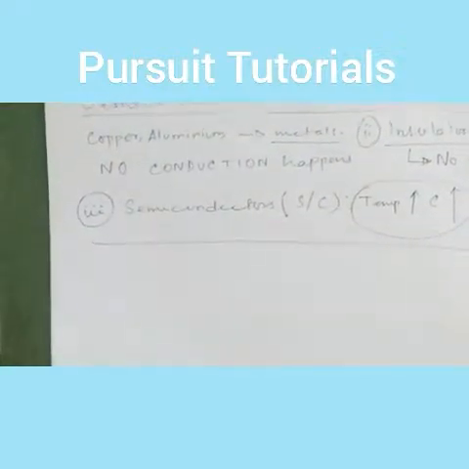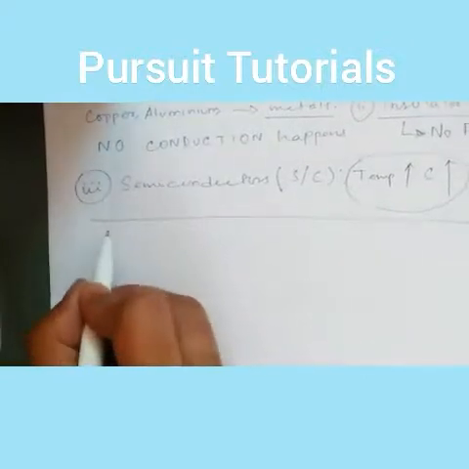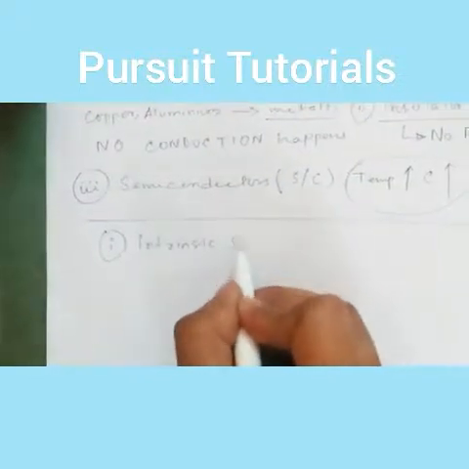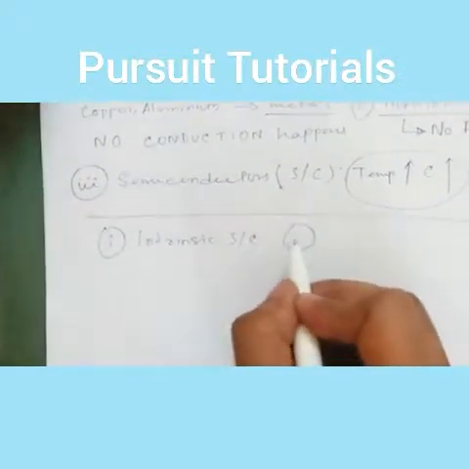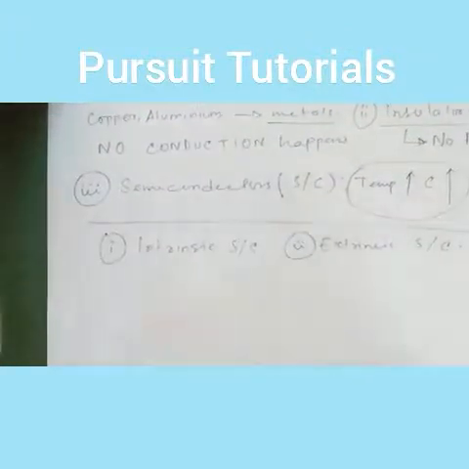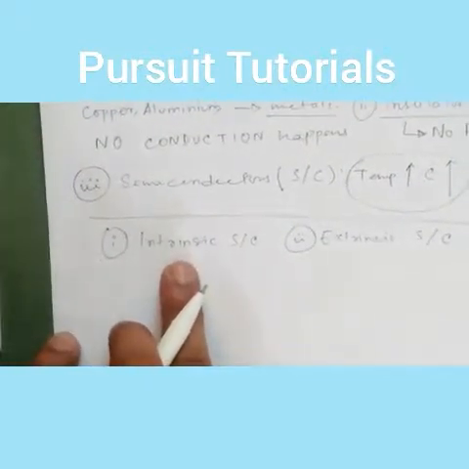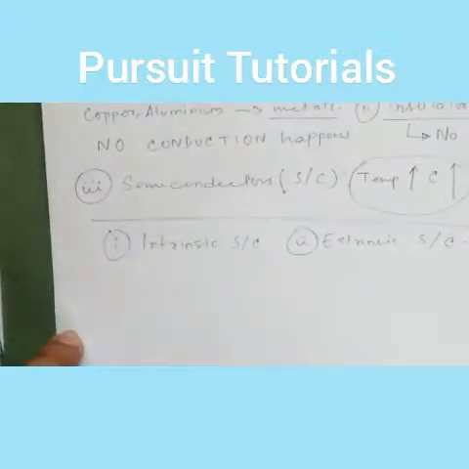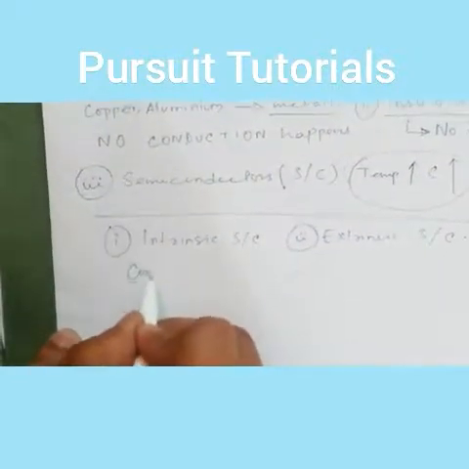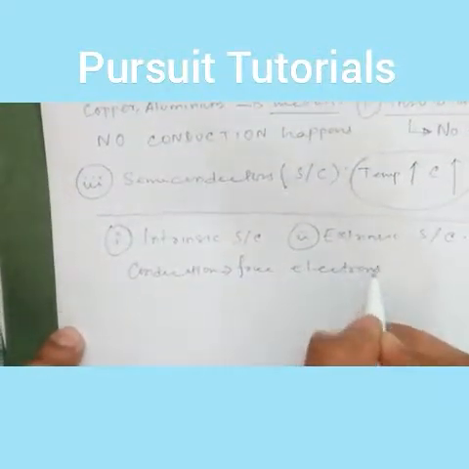In the second part, we will discuss the different kinds of semiconductors. As far as we know, there are two types of semiconductors: intrinsic semiconductors, and next, extrinsic semiconductors. So what are intrinsic semiconductors? Note that intrinsic semiconductors are those semiconductors in which there are some conducting elements, and by conducting elements I mean either free electrons or free holes.